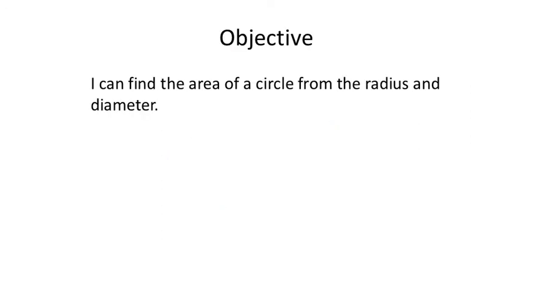Now there's our objective. I can find the area of a circle from the radius and diameter. We know we need the radius though, so if you are given the diameter, just divide it by 2, and then you will have the radius.